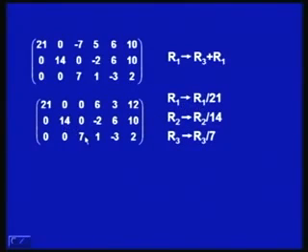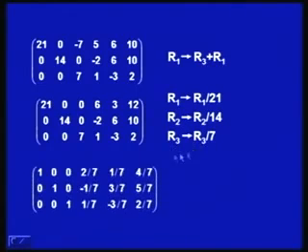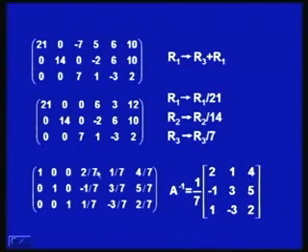And then the diagonals have to be made 1. So R1 is R1 by 21, R2 is R2 by 14, R3 is R3 by 7, and what we have is an identity matrix here. So this is nothing but the inverse of the given matrix. So A inverse is 1 by 7 times, with the 1 by 7 taken out, the matrix 2, 1, 4, minus 1, 3, 5, 1, minus 3, 2, as the inverse of the given matrix. So that is how we use row transformations to obtain the inverse of a given matrix.